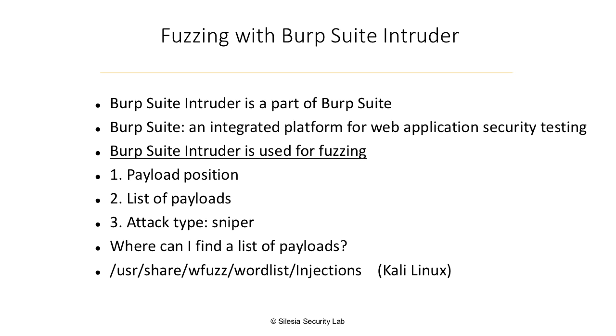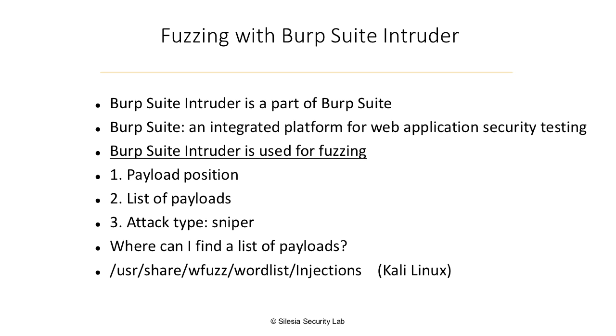When you go there, you will find different lists of payloads. You will find a list of payloads for SQL injection. You will find a list of payloads for path traversal. You will find a list of payloads for XML and more, right? This is the place where you will find different lists of payloads for different types of attacks, and everything, of course, in the context of fuzzing.